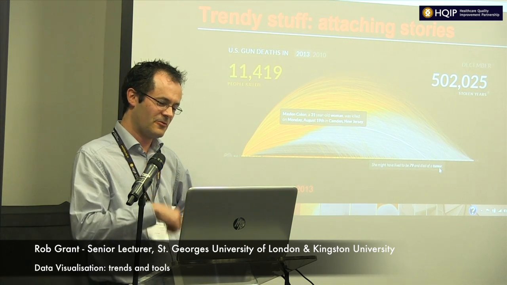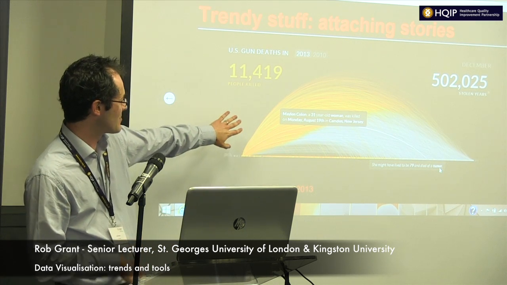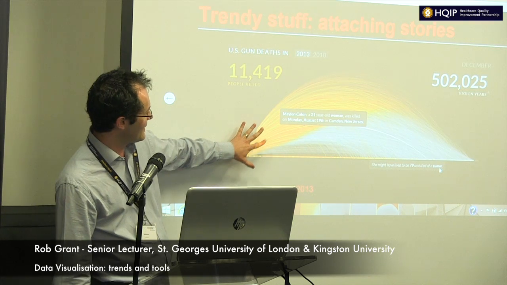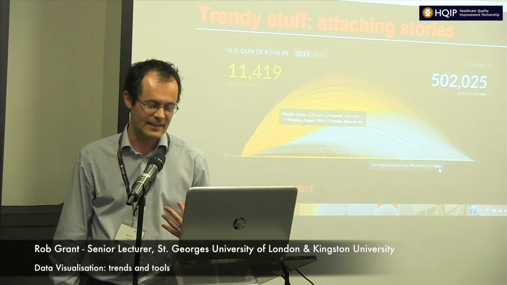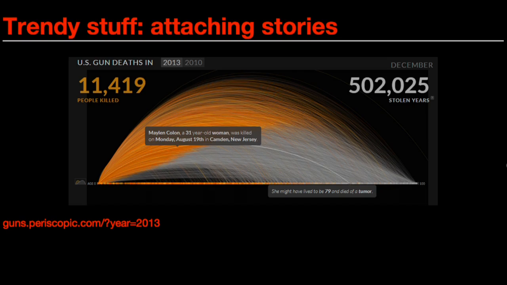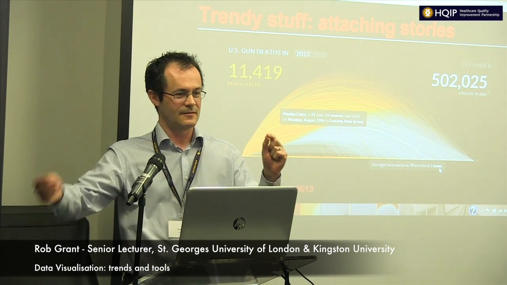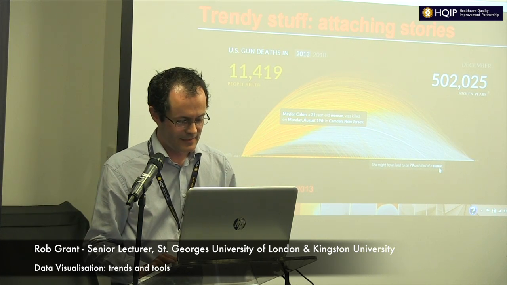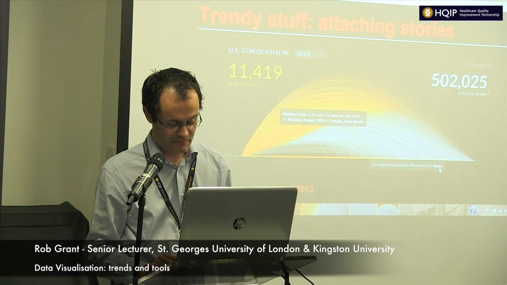You could attach stories to the data, because these are coroner's reports, so they're in the public domain. And the effect of the animation when you run that is, it has impact. That is a very powerful message. So I'm showing you that at the end of the video, where we've accumulated 500,000 years lost to guns in 2013. And each of those lines is a projected life expectancy. How they've done it is a little bit fiddly, but it's a really interesting design.